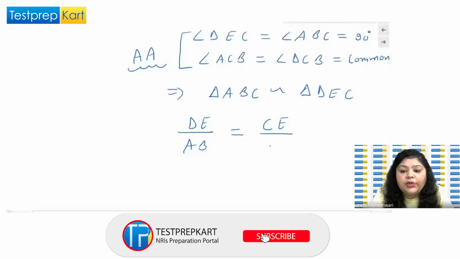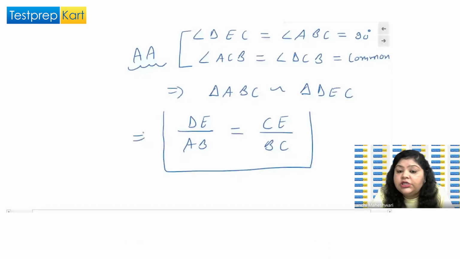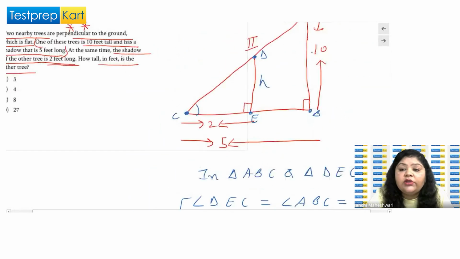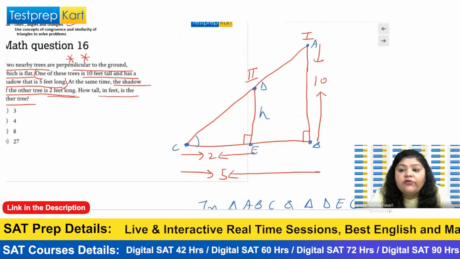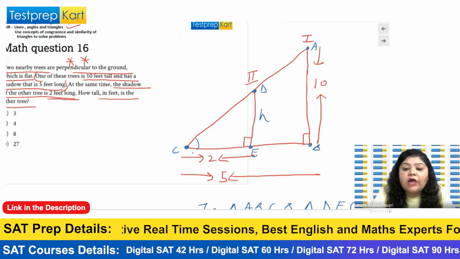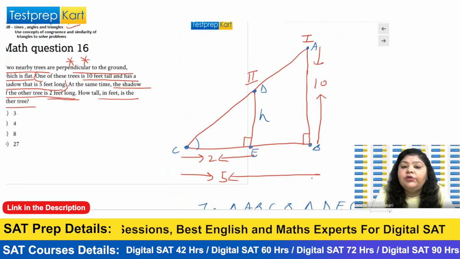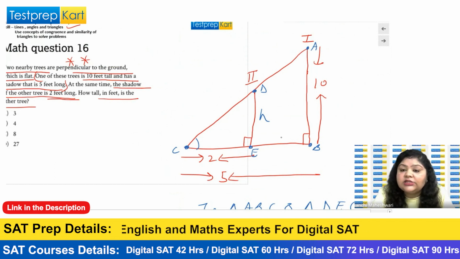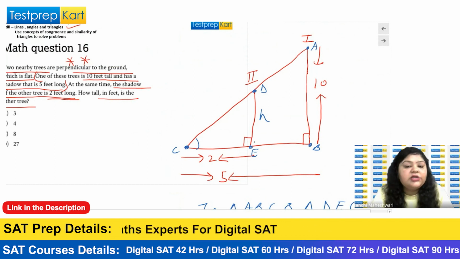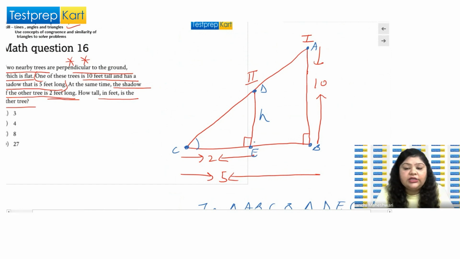Equivalent to CE over BC. Now you have to understand why we have chosen these four lines only, because in these four lines we have the value of three of them. We have the value of AB, we have the value of CE, and we have the value of BC. So with the help of these three lines, can't I find out the value of DE, that is the height of the second tree? So that's why we have chosen those four lines. Clear?